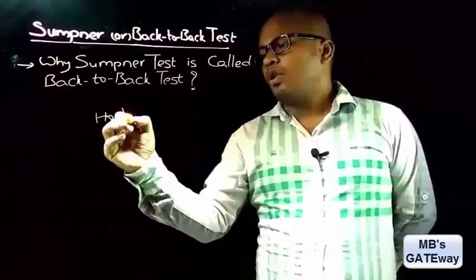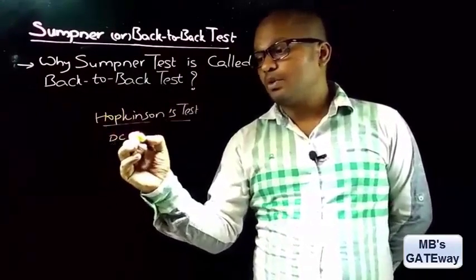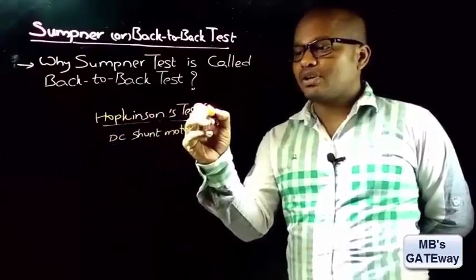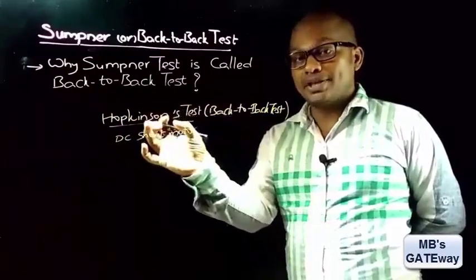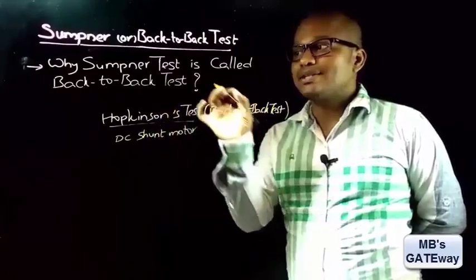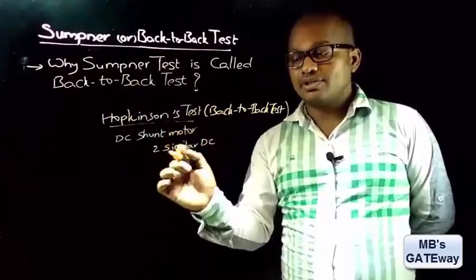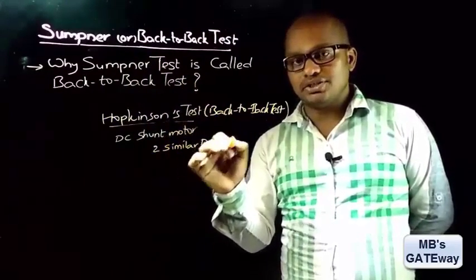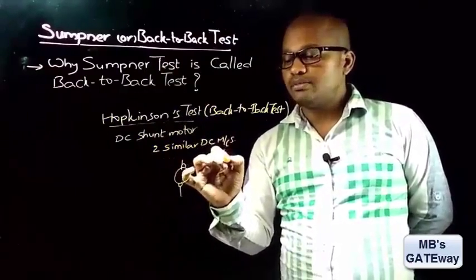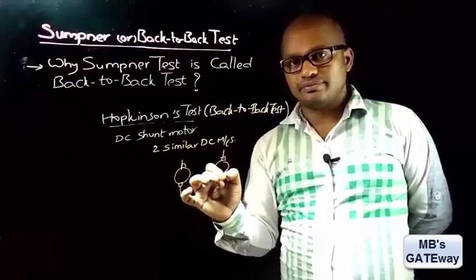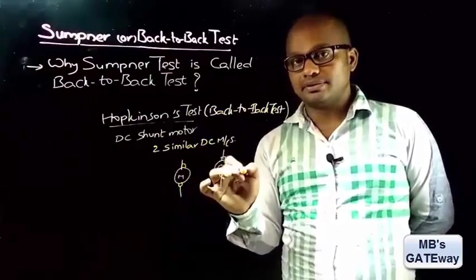Let's discuss that. Hopkinson's test is used to find the performance of a DC motor, and this Hopkinson test is also called the back-to-back test. If you can understand why the Hopkinson test is called the back-to-back test, you can simply understand why Sumpner's test is also called the back-to-back test. The Hopkinson test requires two similar DC machines. One machine will run as a motor and the other machine will run as a generator. Let us suppose this machine is acting as the motor, and this machine is acting as the generator.